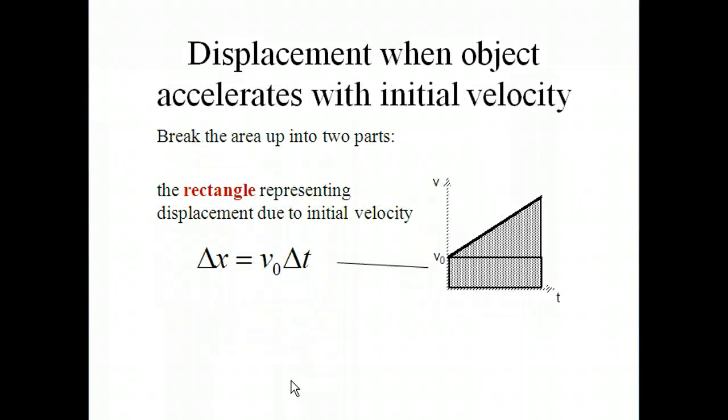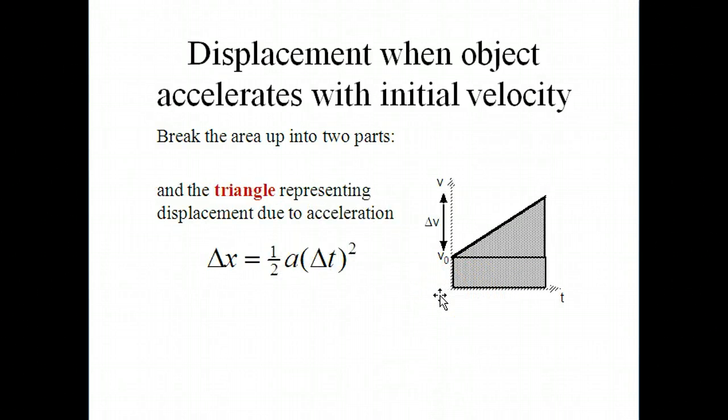In the next slide, we can also find the displacement of an object that accelerates with a non-zero initial velocity. And we break up the area into two parts. This bottom area is a rectangle, and again, that would be the height times the base. Basically, that's the height, which is your initial velocity, v sub o, this part right here, times the base, which is delta t, this part of the graph as well. The product of those two, height times base, gets you the rectangle, which is part of the displacement.